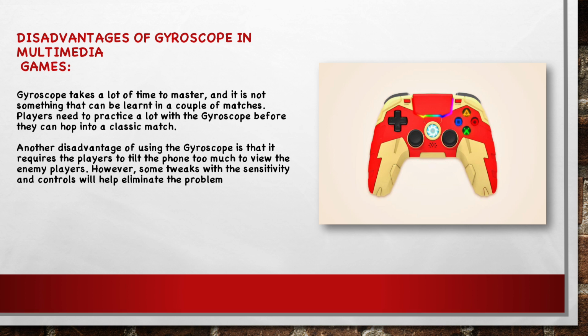And some of the disadvantages of the gyroscope in multiplayer games. The gyroscope takes a lot of time to master and it's not something that can be learned in a couple of matches. Players need to practice a lot with the gyroscope before they can hop into a classic match. Another disadvantage of using the gyroscope is that it requires the players to tilt the phone too much to view the enemy players. However, some tweaking with the sensitivity and controls will help eliminate the problem.